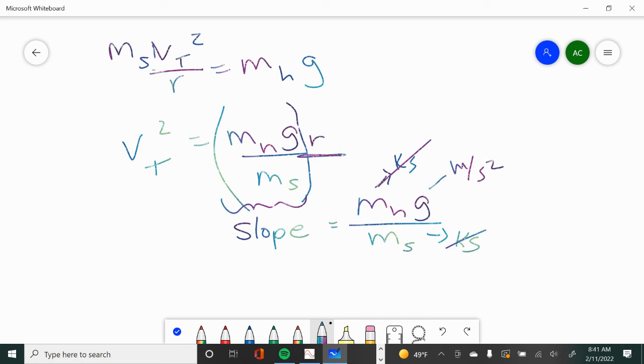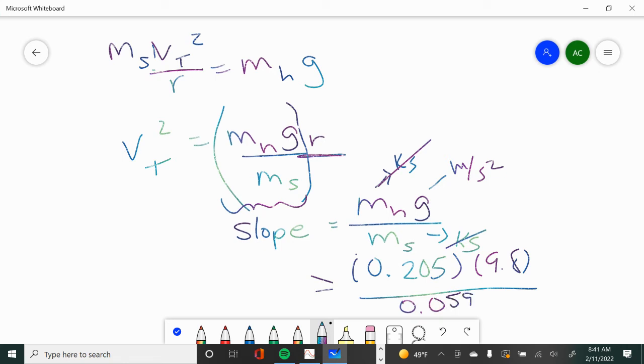So for mine, my hanger mass is 0.205. Gravity was 9.8. My stopper mass was 0.0559, which is not all the same numbers for y'all. So I got a theoretical slope of 35.96. I thought we were really wrong when we had those. Yeah, no. It's because we all had different masses.